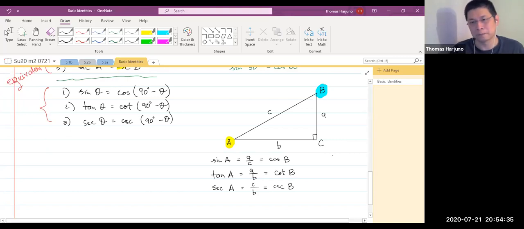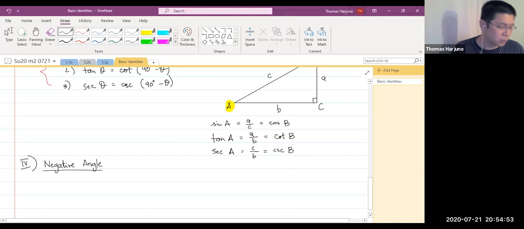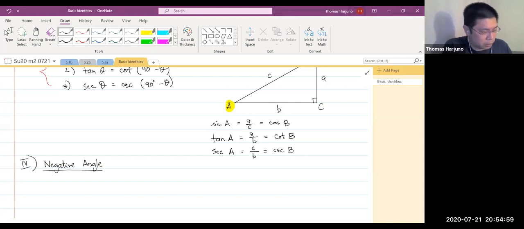Last part. I promise you this is the last one, but you need to memorize this. Group 4, negative angle. I need you to memorize this today so that tomorrow when we do the proving identity stuff, we will have an easier time. Then we will have an easier time in computing some angles also.